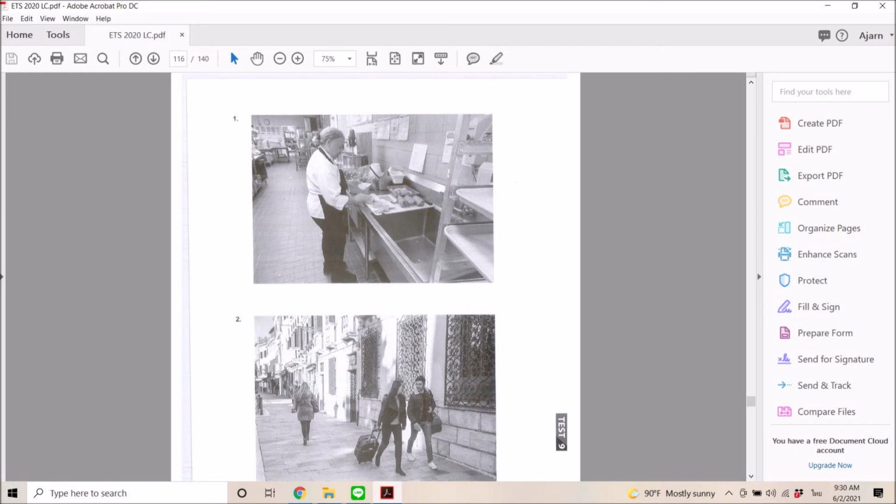Part 4. Directions. You will hear some talks given by a single speaker. You will be asked to answer three questions about what the speaker says in each talk. Select the best response to each question and mark the letter A, B, C, or D on your answer sheet. The talks will not be printed in your test book and will be spoken only one time. Questions 71 through 73 refer to the following broadcast.